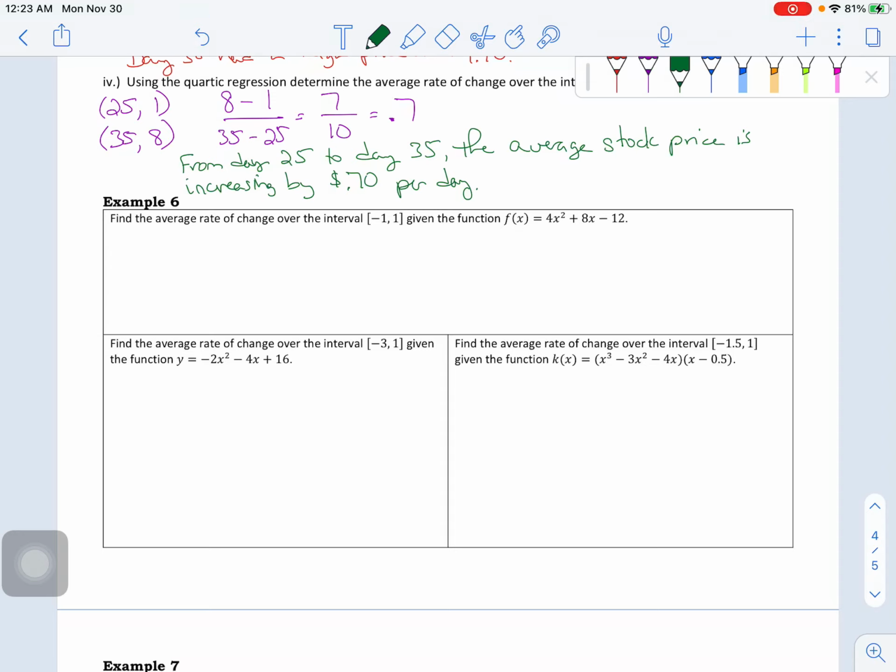All right, in this video, we're going to look at example number 6, which is all about finding average rate of change. I know I have another video, but this is just more good examples. For a couple of these problems, I'm going to use Calculate 84, and then for one of the problems, I'll use Desmos, just so you can see the difference depending on what you are comfortable with.